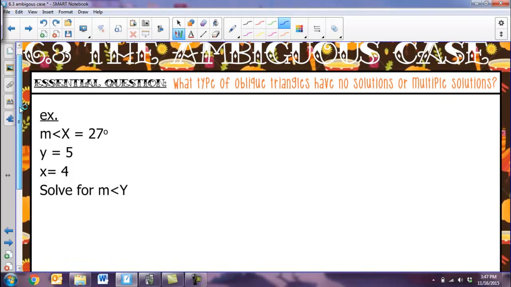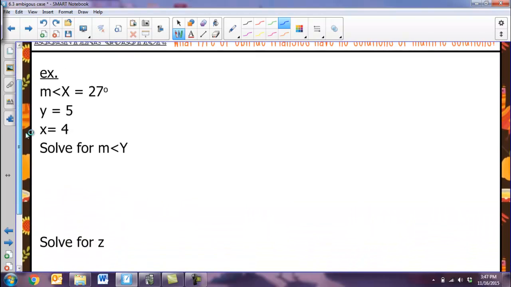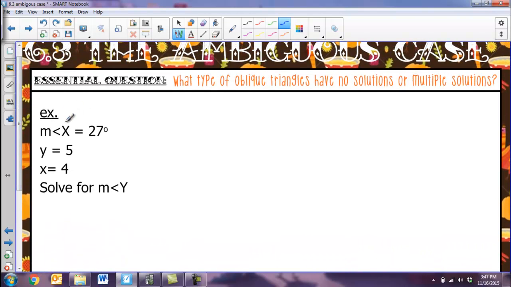For the first one, it gives you some measures and some sides, and we need to find y. So I'm going to go ahead and draw my triangle, shockingly enough. This is x and then y, z, and I'm going to label what I know. I know that x is 27 degrees, the side opposite y is 5, and the side opposite x is 4. If you notice, we're getting that angle side side thing going on, where we don't like that.